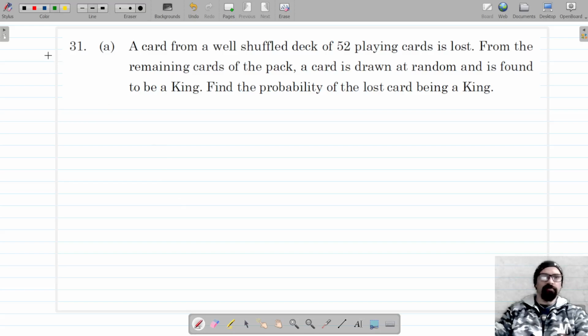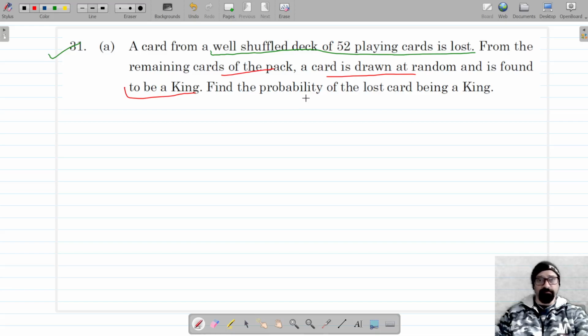Okay, for question number 31, part A, it's given that a card from a well-shuffled deck of 52 playing cards is lost. And from the remaining cards of the pack, a card is drawn at random and is found to be a king. So we have to find the probability of the lost card being a king.